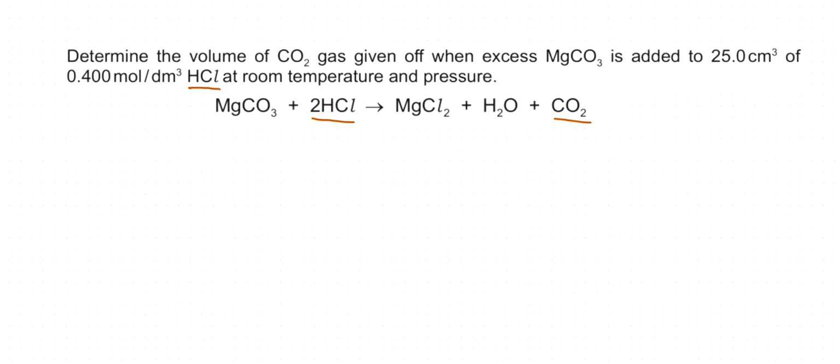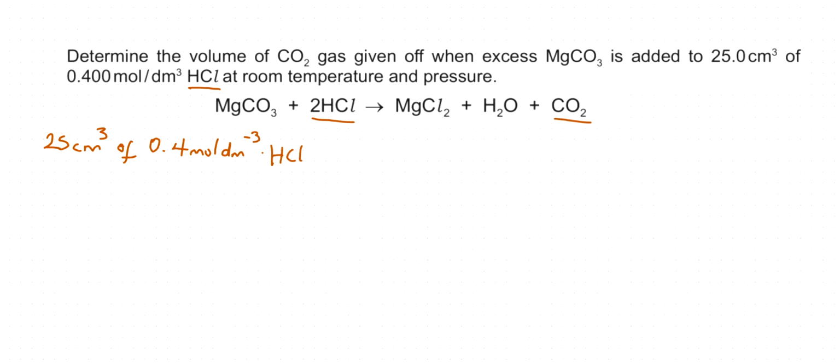For this question, we're given data on the hydrochloric acid. The data we're given is the volume, which is 25 centimeter cube, and the concentration, which is 0.4 mole per decimeter cube, all of it on hydrochloric acid. So from this information, we can get the number of moles.